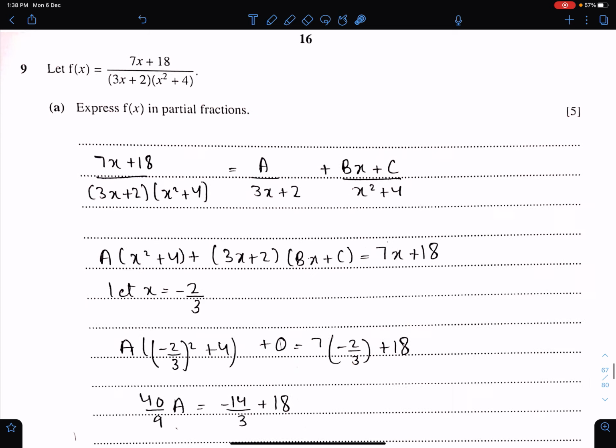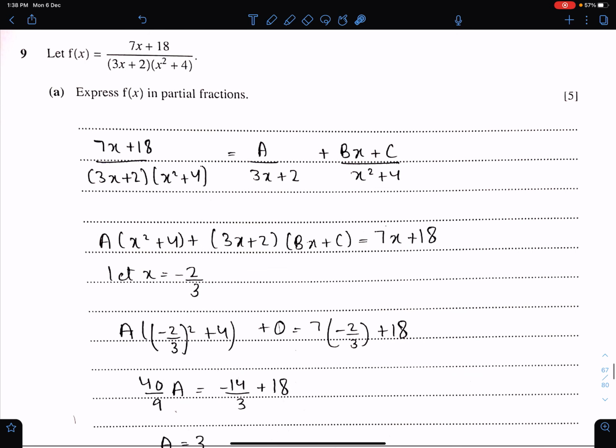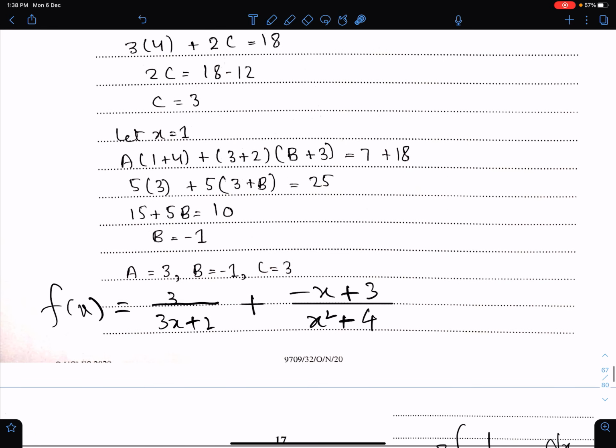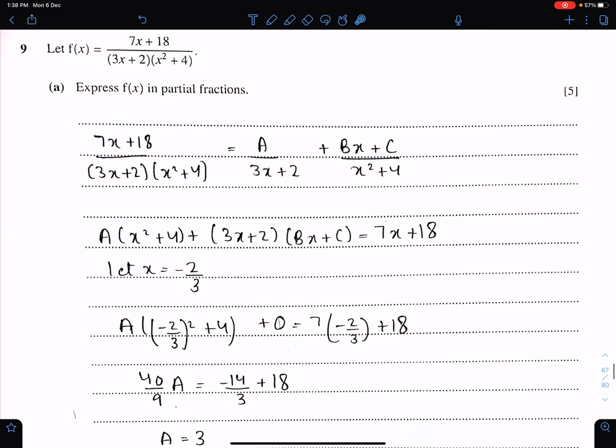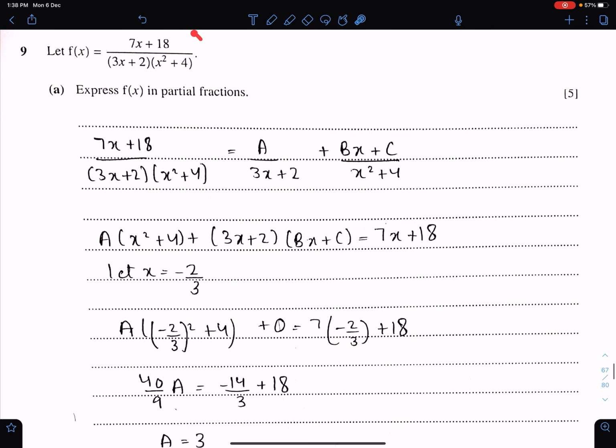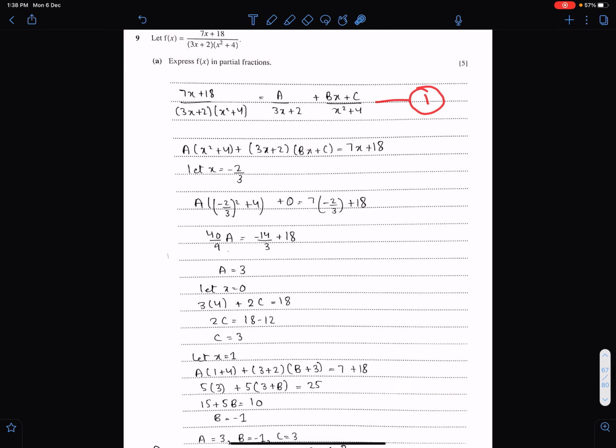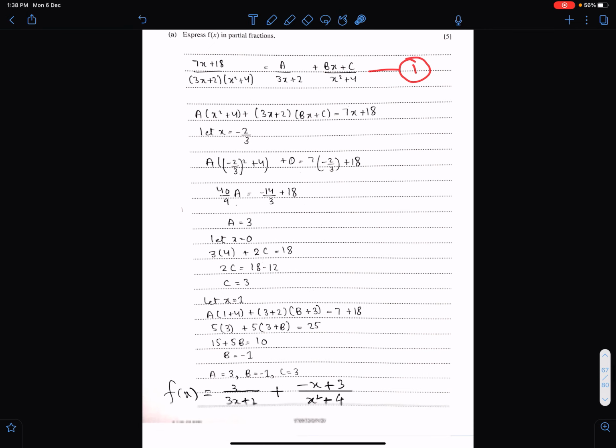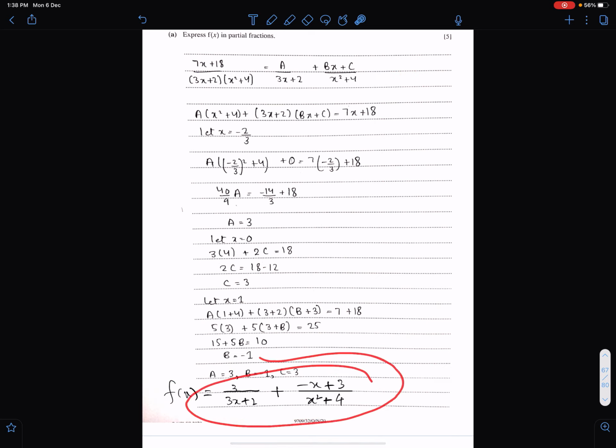Now this example is very important. This question is from November 20, paper 32. Number 1, you have to split this into partial fraction like this. For linear factor, write constant here. For quadratic factor, write linear factor here. After getting the values of these constants and substituting these values into this equation, we have this partial fraction. This is the partial fraction of this fraction.